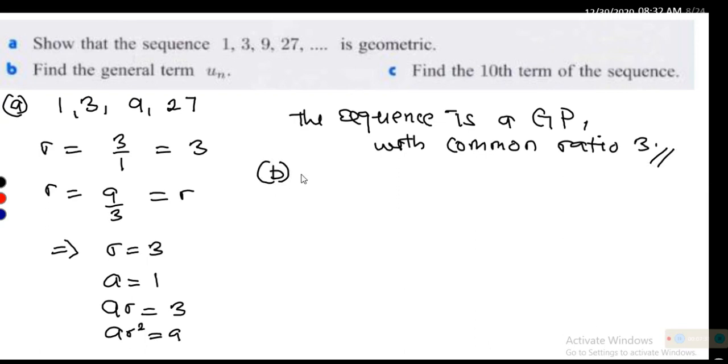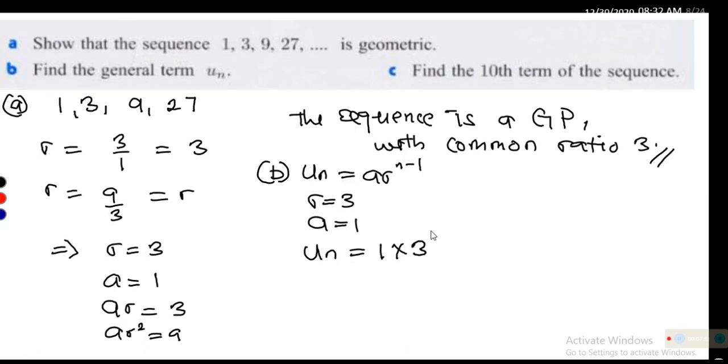B. Find the general term un. So remember the formula for the general term, AR raised to power n minus 1. The ratio is 3, A is 1, so we can substitute it into the general term. We have 1 times 3 raised to power n minus 1, so therefore un equals 3 raised to power n minus 1. That is the general term.